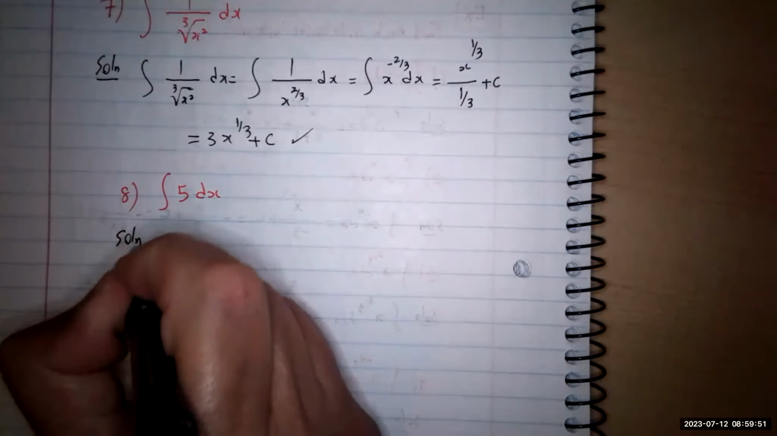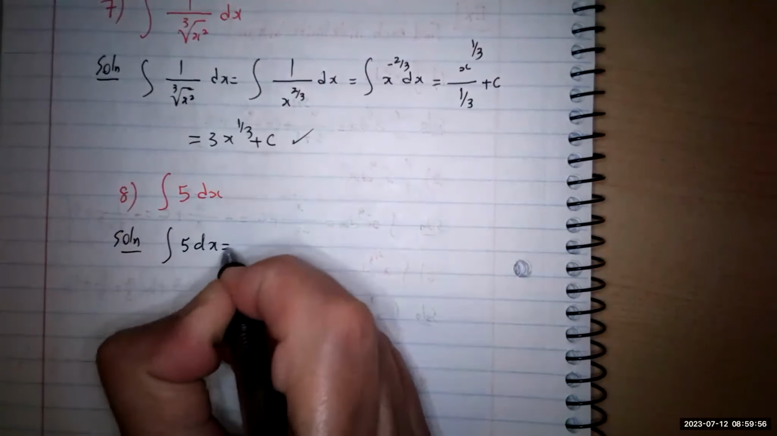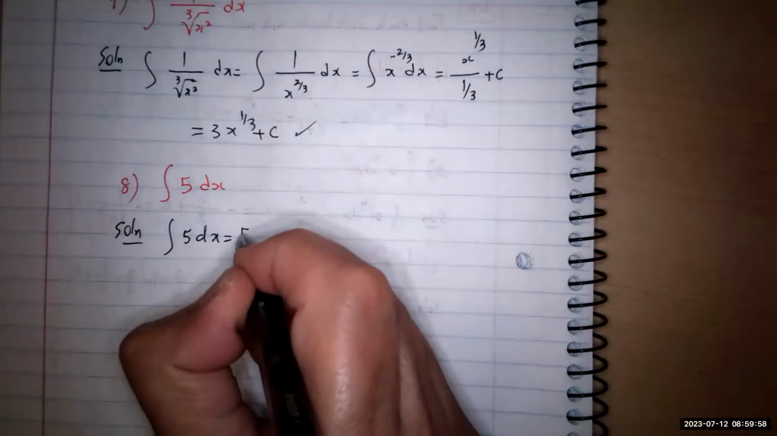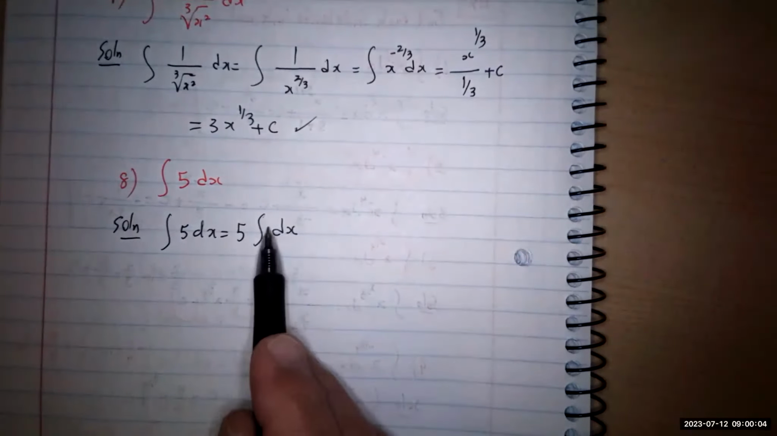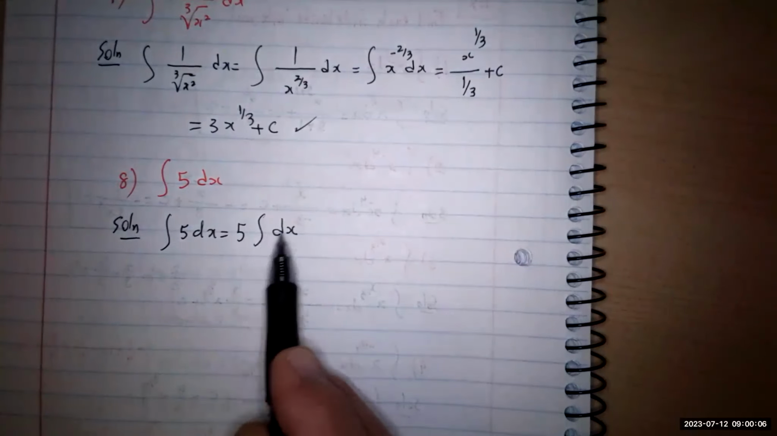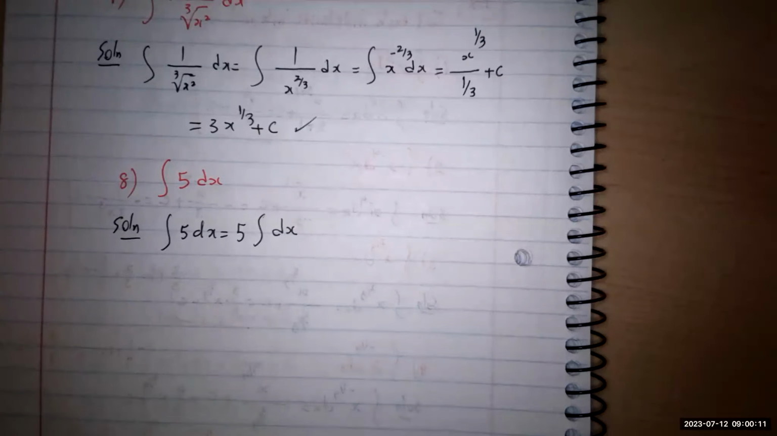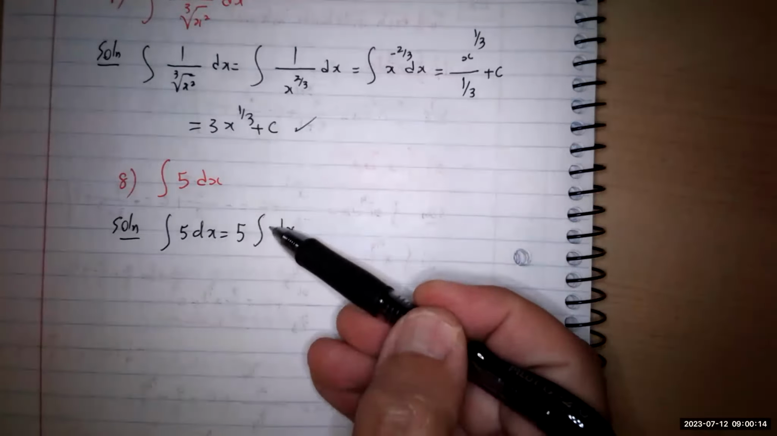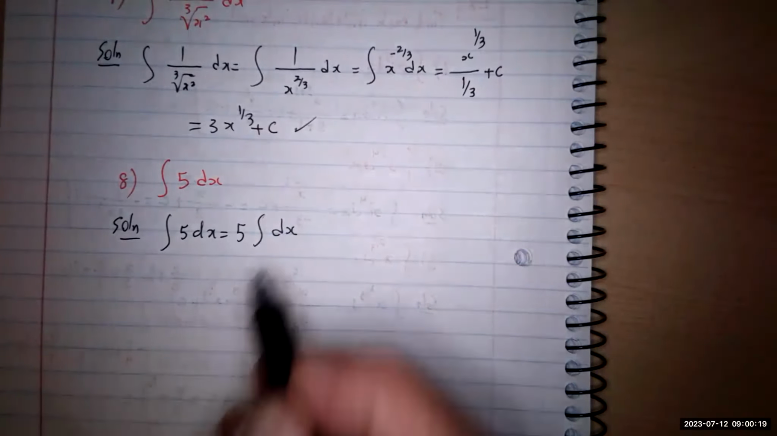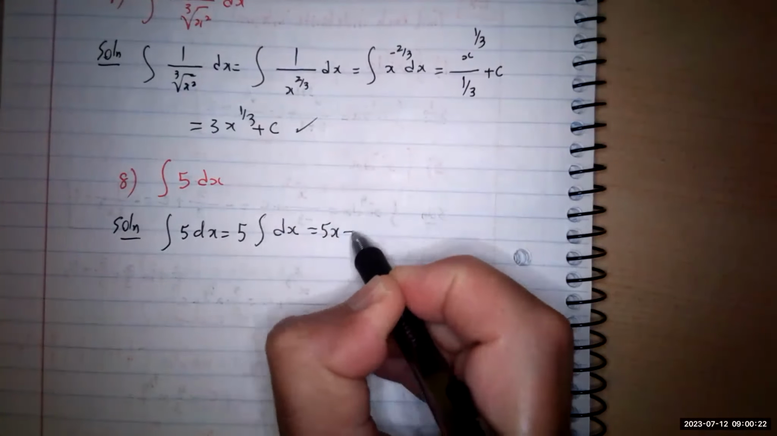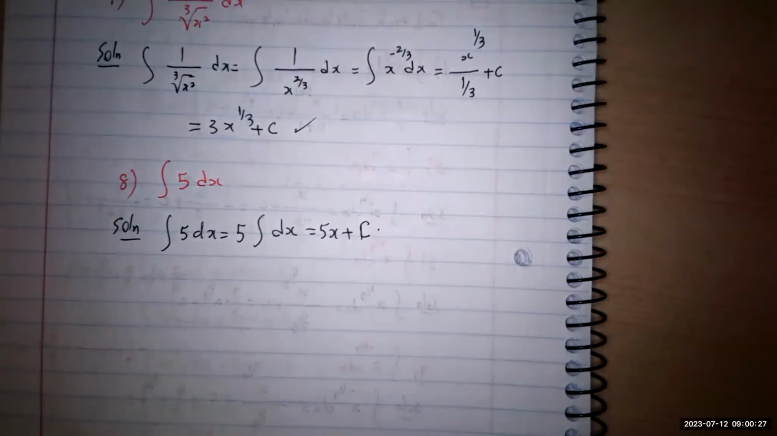One thing to do is you can move the 5 out as a constant. It's going to be 5 integral of dx. Integral of dx is the differential of x, so if you go back, that gives you x. Or you can think about the 1 here. You want to find a function whose derivative is 1. That function is x. So it's going to be 5x plus c. Okay, that is one way to think about it.